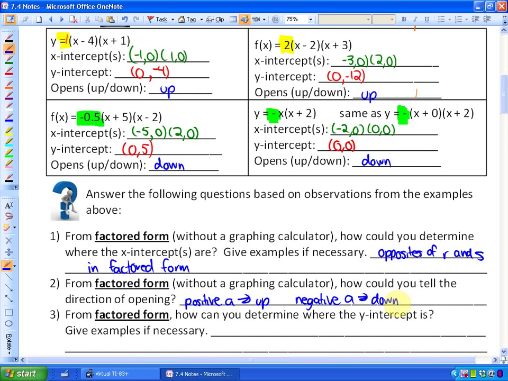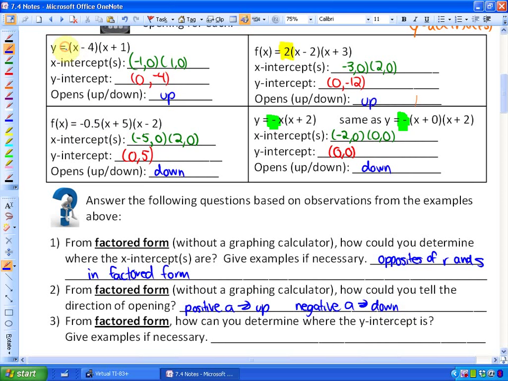And lastly, I'll do this rather quickly, how can you tell, and it's a little bit more difficult, how can you determine where the y-intercept is from factored form? And what you'll actually notice is that the y-intercept is always when you multiply a, r, and s. So in other words, if you multiply 2 times negative 2 times 3, that will give you negative 12, which is your y-intercept. So it is a times r times s.